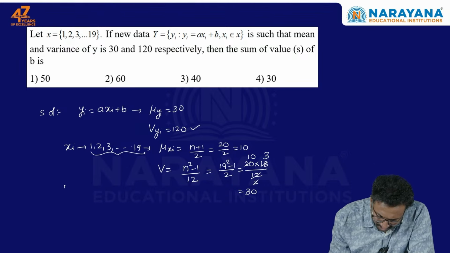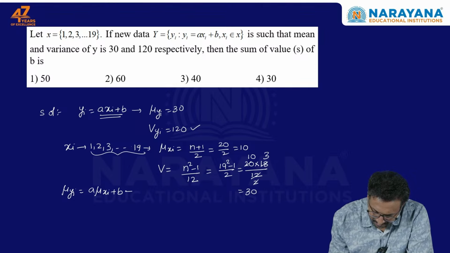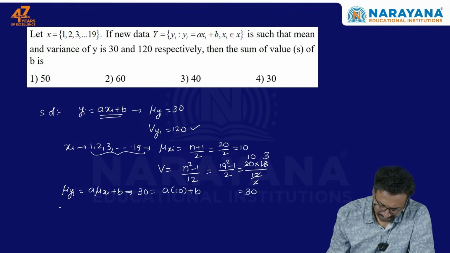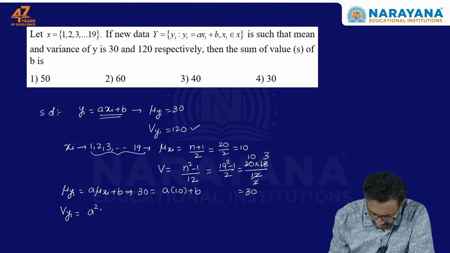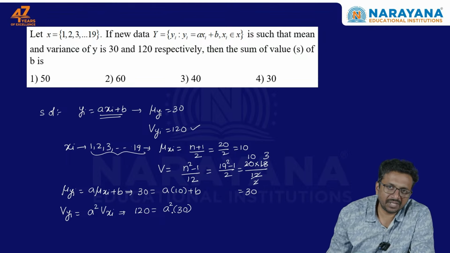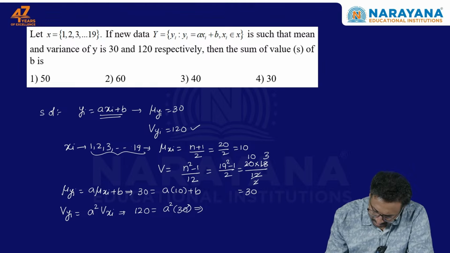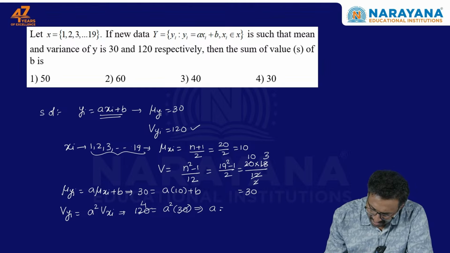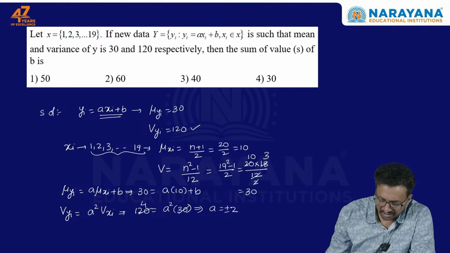So now we know that mu of yi is nothing but, because yi is a xi plus b, a times mu of xi plus b. So this implies 30 is equal to a times 10 plus b. This is the first condition. And we know that variance of yi is equal to variance of a xi plus b is a square times variance of xi, which implies 120 is equal to a square times 30. So these are the two conditions which need to be satisfied. So from this, you can very clearly see that a is equal to plus or minus 2. There are two options for a.